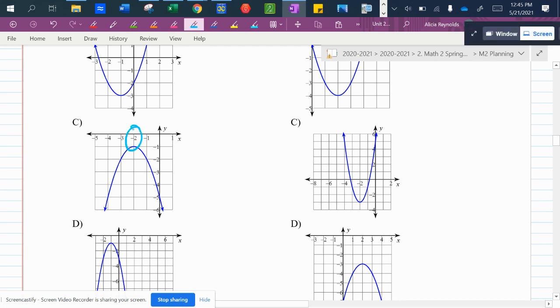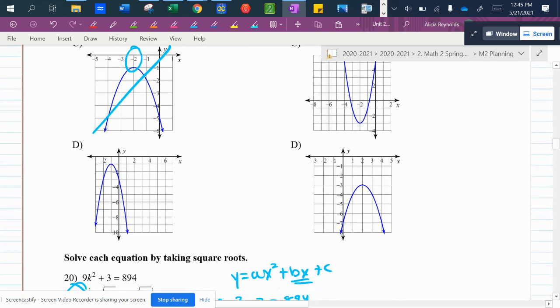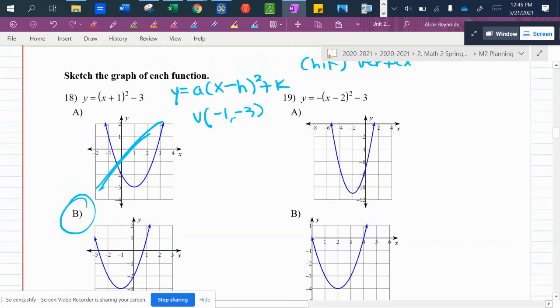It's not C because that's at negative 2. And it's not D because that's at negative 1. So my answer is B.